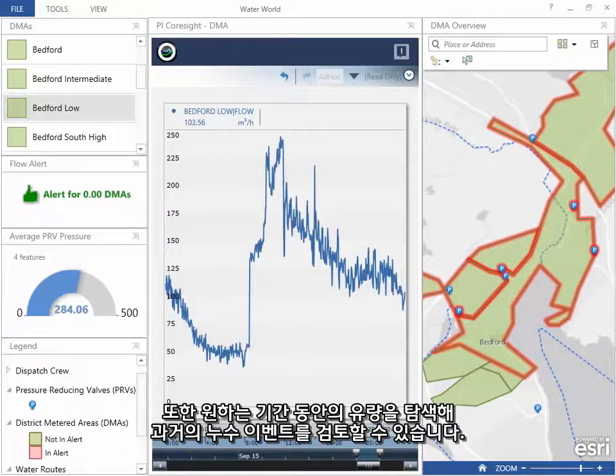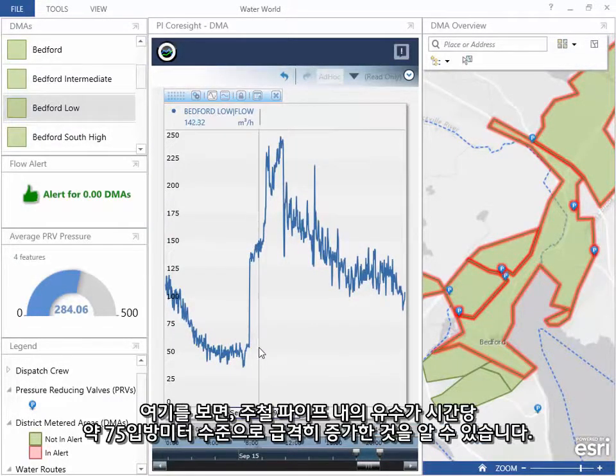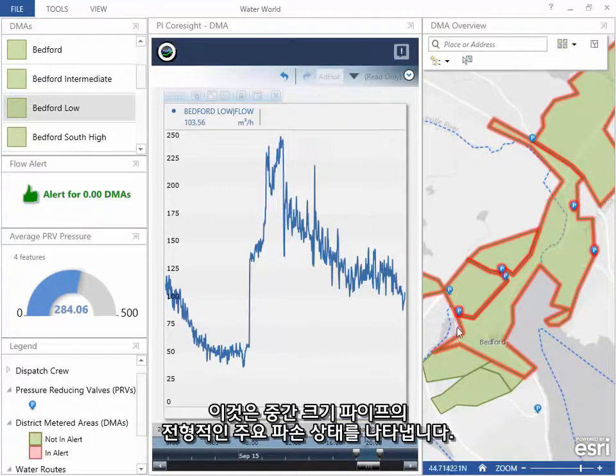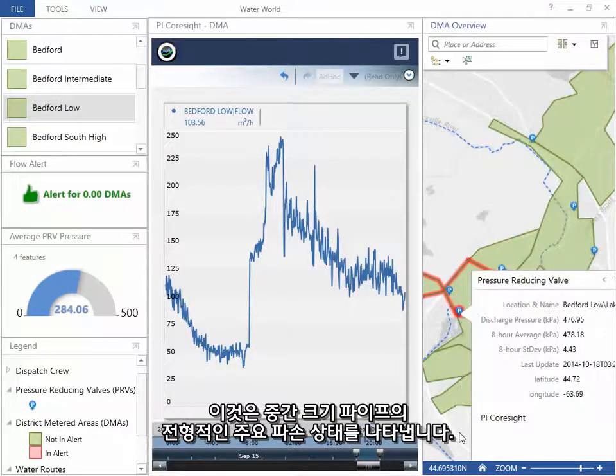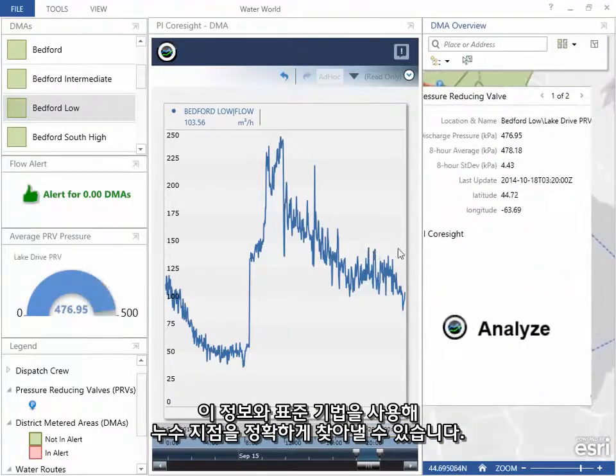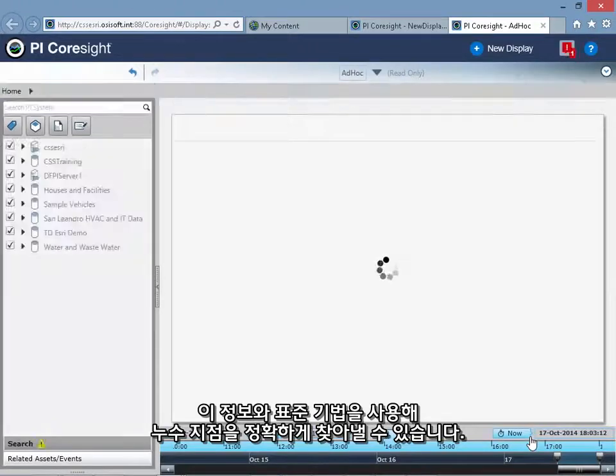Past leakage events can be reviewed by navigating to a time range of interest for the flow. Here, the flow increased abruptly by about 75 cubic meters per hour in a cast iron pipe. This is typical of a main failure on a medium-sized pipe. This information and standard techniques allow to pinpoint a leak location.